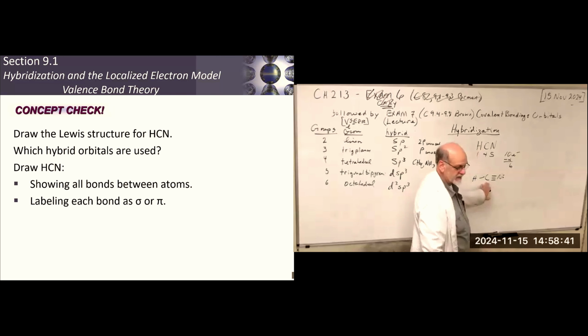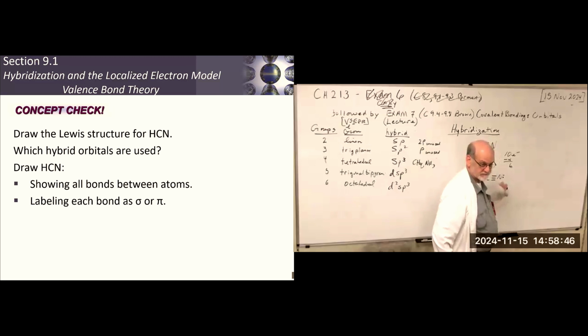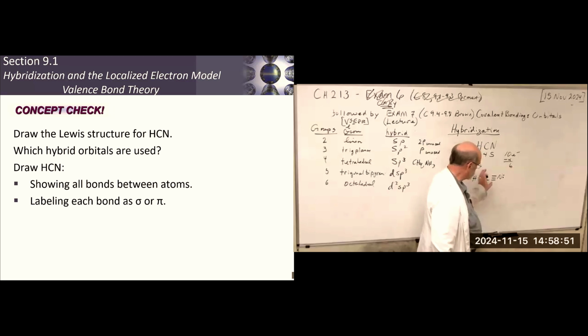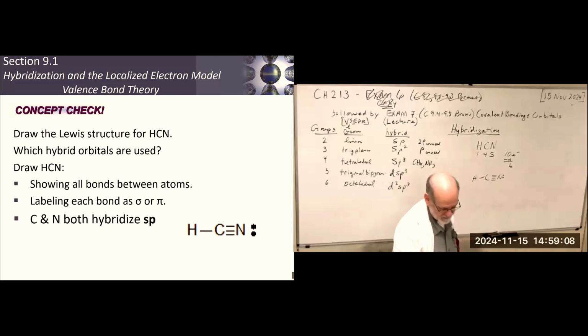The carbon would be sp hybridized, 1, 2. The nitrogen would be sp hybridized. And since they're both sp hybridized, you've got 2 unused p orbitals on this side, 2 unused on this side. Those p orbitals overlap. A p orbital from that one gives you this pi bond, and the other p orbital will give you the other pi bond. And it would be a linear molecule, sp hybridized. There's the sigma, there's another sigma, there's a pi, and there's a pi.